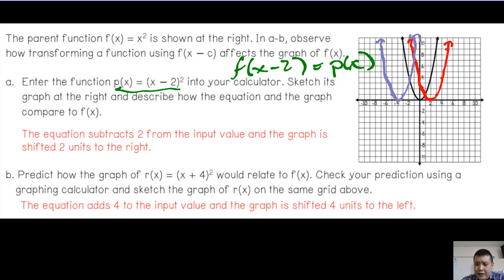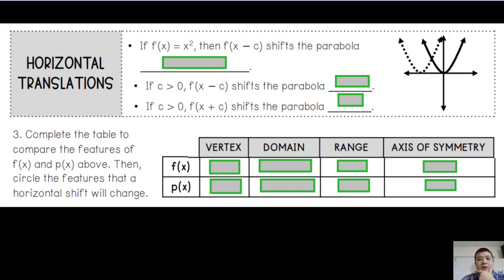What you should have graphed is something like this in the purple, and found that adding 4 to the inputs shifts it to the left by 4. So the equation adds 4 to the inputs, and the graph is shifted 4 units to the left. So if we do x minus c in our inputs, this shifts the parabola horizontally. And if c is positive, that shifts it to the right. So the subtraction shifts it to the right, the addition shifts it to the left.